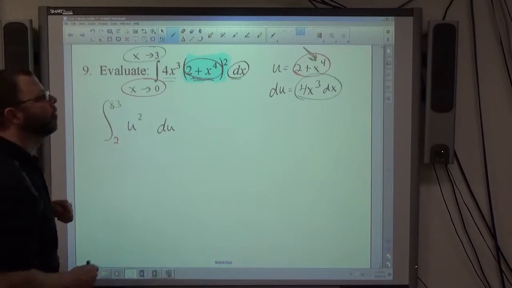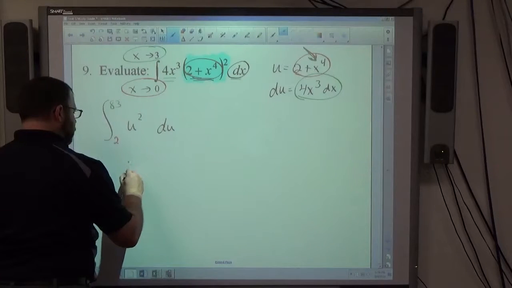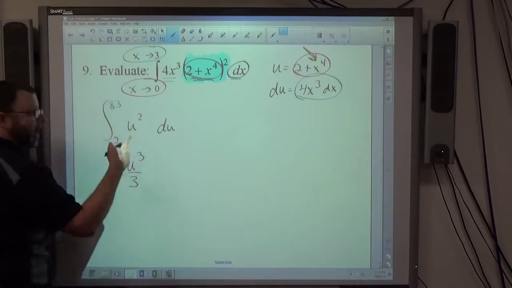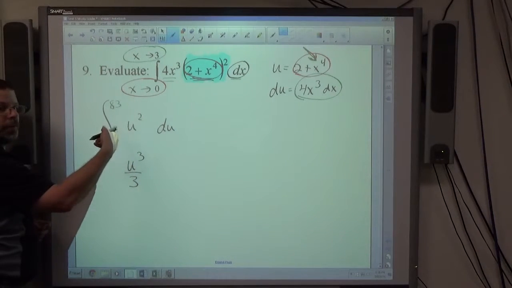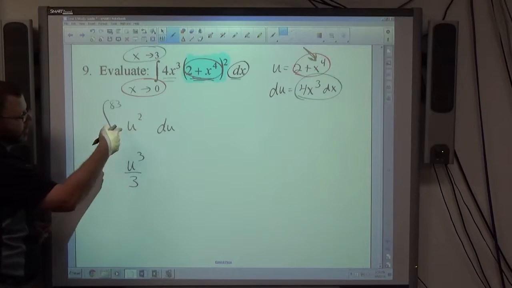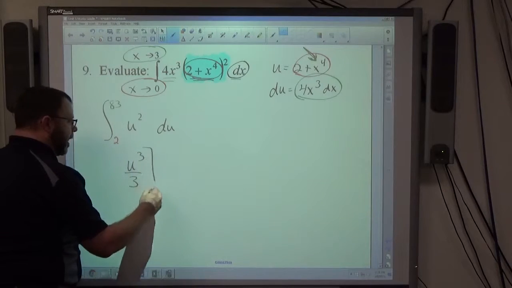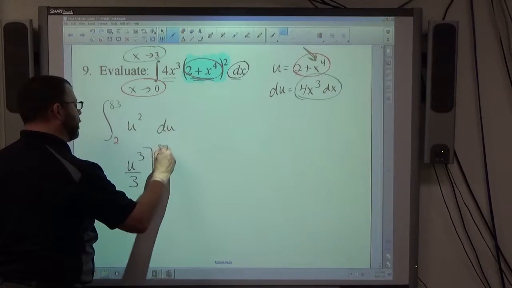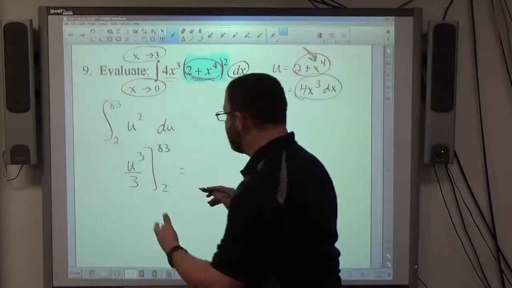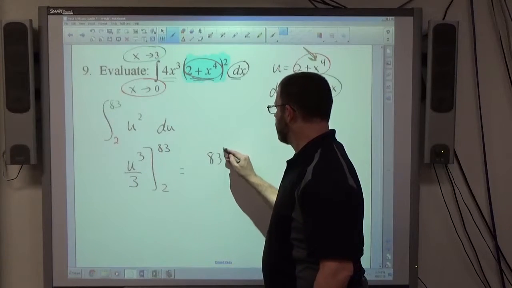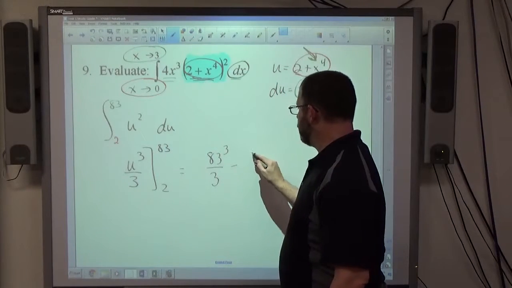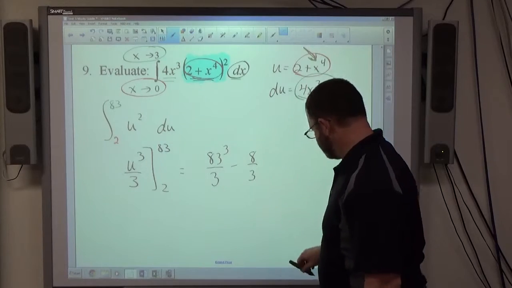u squared du. The antiderivative of u squared is u cubed over 3. Okay, I haven't done calculus yet. I've just done some substitution. That's really some algebra stuff going on there. Once I've done the calculus, doing an antiderivative, now I get rid of the du and I put my interval down here. The answer is going to be 83 cubed over 3 minus 2 cubed over 3.